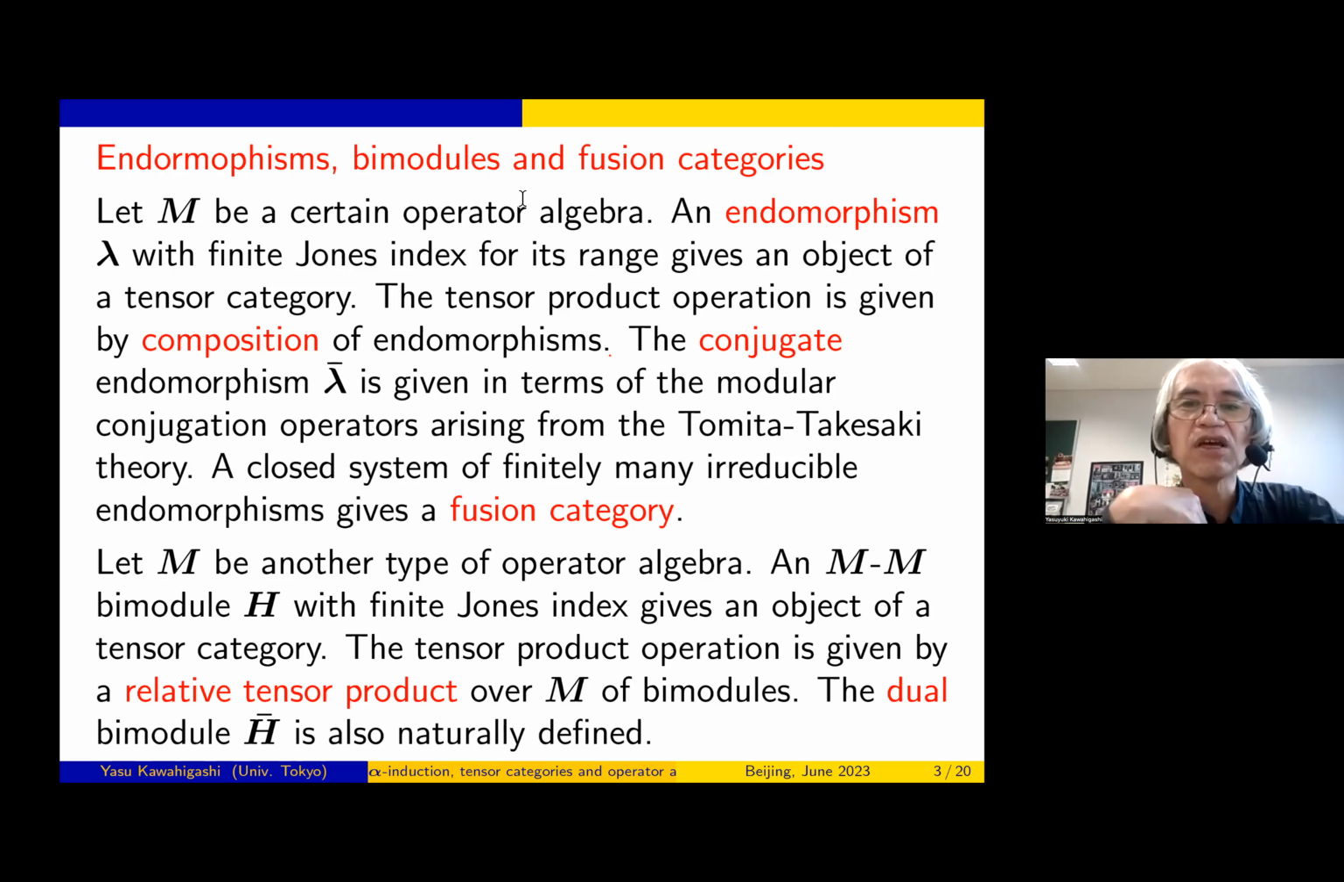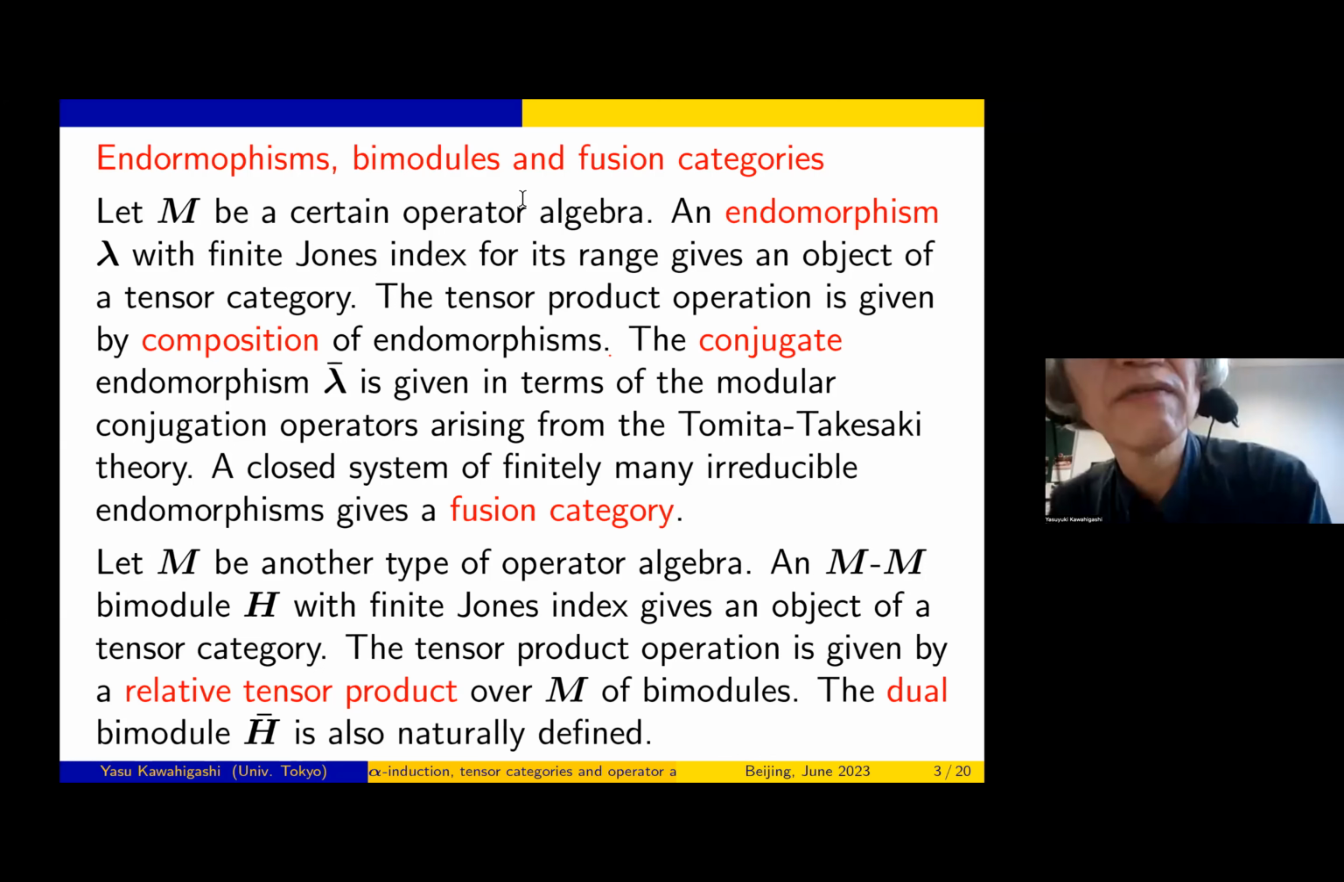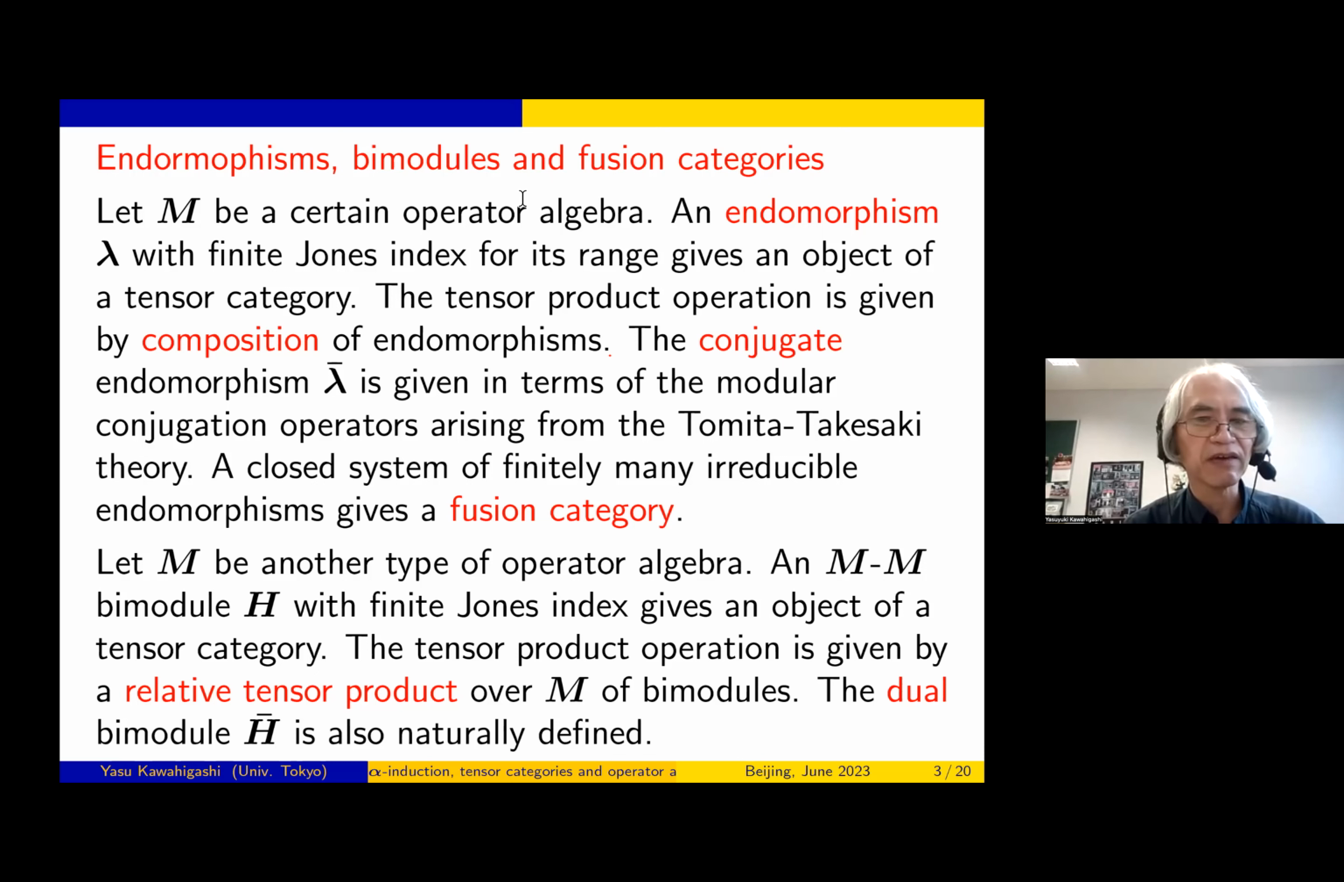In this situation, we have something called a conjugate endomorphism, lambda bar. This is given in terms of the modular conjugation operator arising from the Tomita-Takesaki theory, but the details don't matter. So we can define the dual endomorphism lambda bar, and it really behaves like the inverse element. If we have finitely many irreducible endomorphisms, we have a notion of a direct sum and irreducible decomposition of endomorphisms. If we have a closed system of finitely many irreducible endomorphisms, then we can make a fusion category. So this is one realization of a fusion category within the framework of operator algebras.